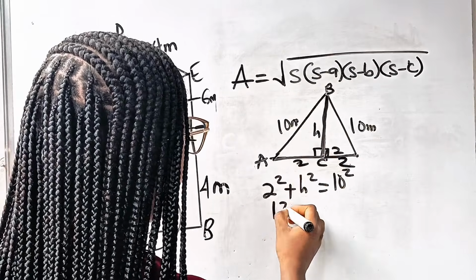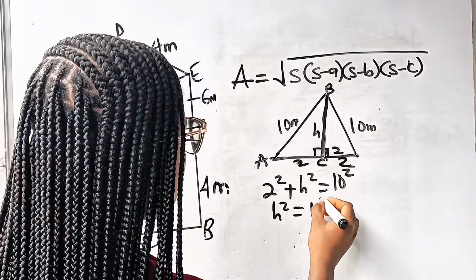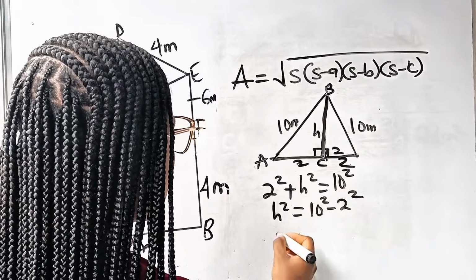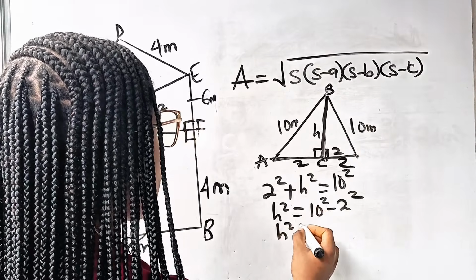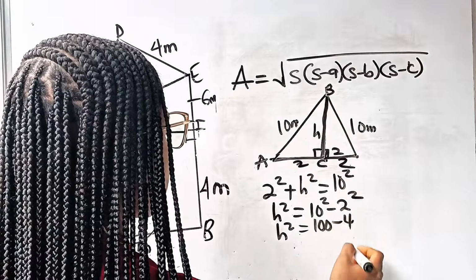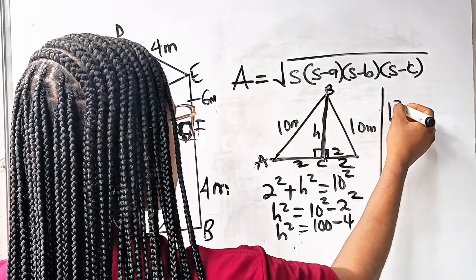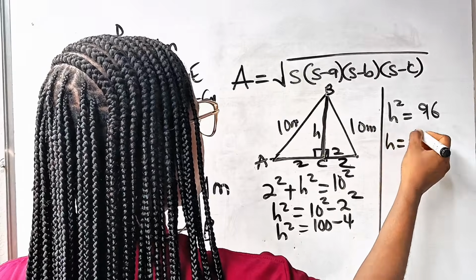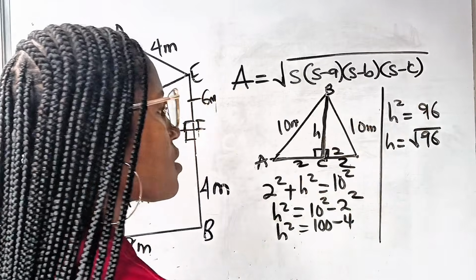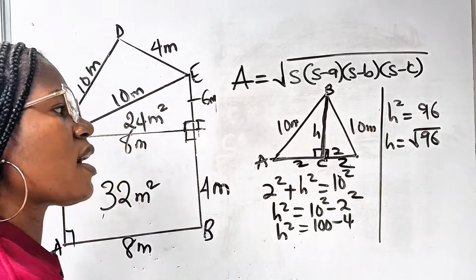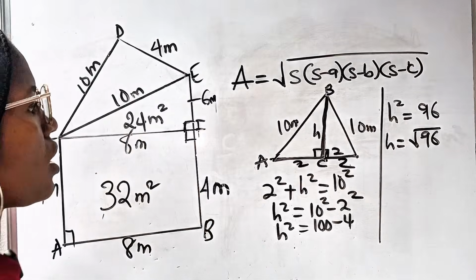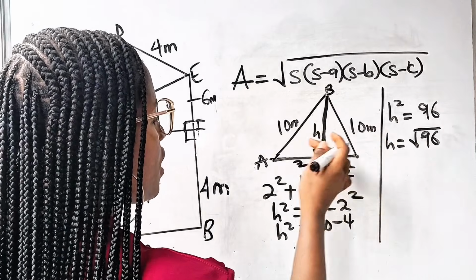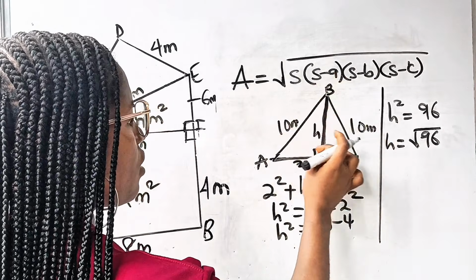H squared will be 10 squared minus 2 squared. So h squared will be 100 minus 4. So our h squared will be 96. And our h will be the square root of 96. Now, looking at this, that is our h. We can now solve for the area of half of the triangle.